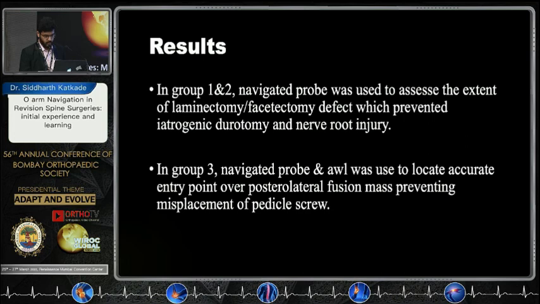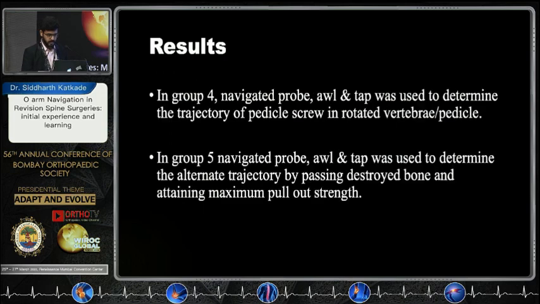Results of the study: in groups 1 and 2, a navigated probe was used to assess the extent of laminectomy and facetectomy defect, which prevented iatrogenic durotomy and nerve root injury. In group 3, a navigated probe and awl were used to locate the accurate entry point over the posterolateral fusion mass, preventing the misplacement of pedicle screw. In group 4, a navigated probe, awl and tap were used to determine the trajectory of the pedicle screw in rotated vertebra or pedicle.